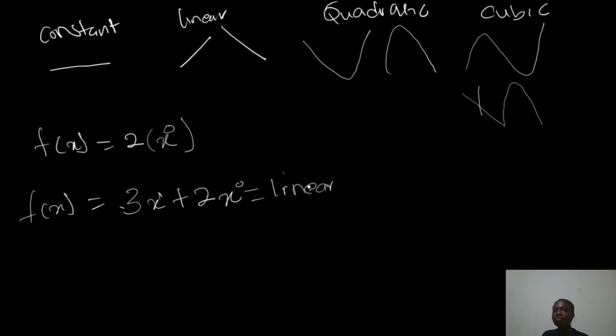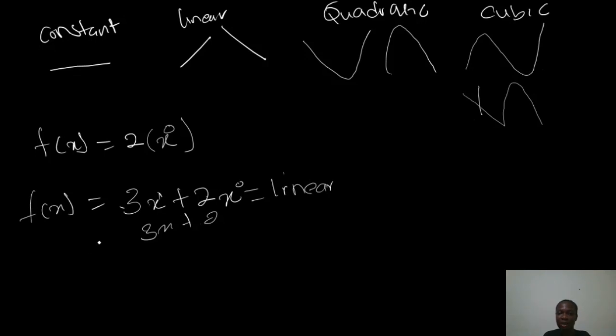So the linear function has its highest degree of the independent term to be 1. The x exponent 0, they don't really write it because it's 1. So you see the equation as 3x plus 2. Since the highest degree is 1, it's a linear function.